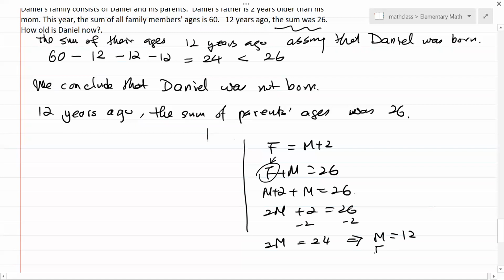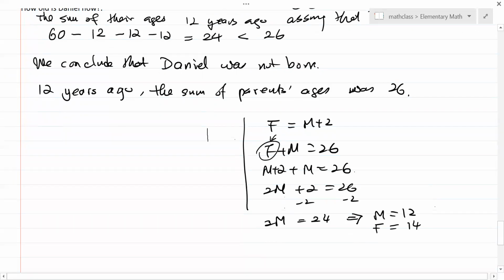And his father is only 14. Okay, but that's okay. You know that's too young, right? They are separate. They're not married yet. That's fine. Okay. Now how old are they?